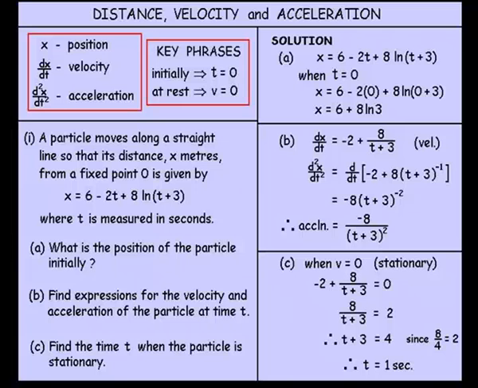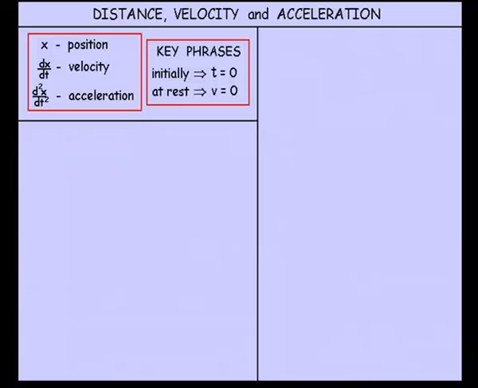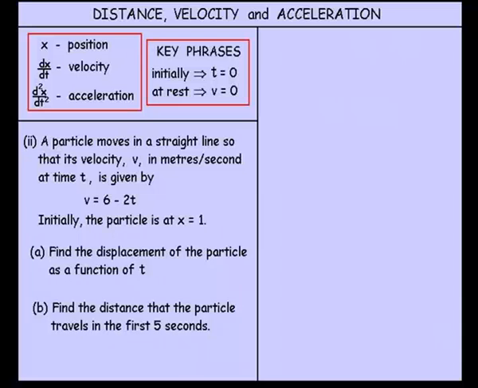Terrific. Very good. Look at another example now. Question 2. A particle moves in a straight line so that its velocity v in meters per second at time t is given by v equals 6 minus 2t. Initially, the particle is at x equals 1. Part A, find the displacement of the particle as a function of t. And part B, find the distance that the particle travels in the first 5 seconds.